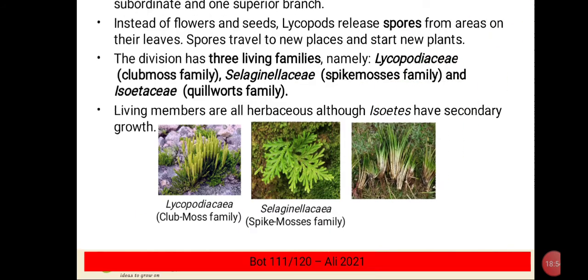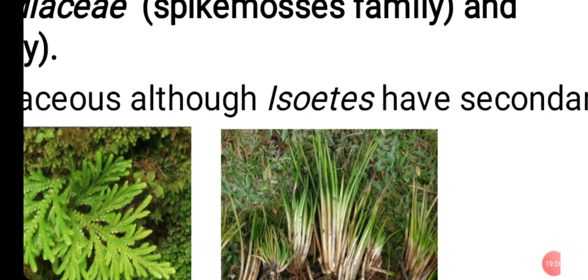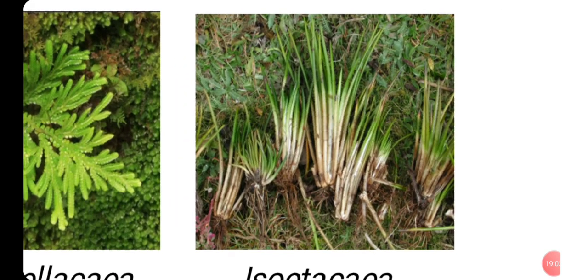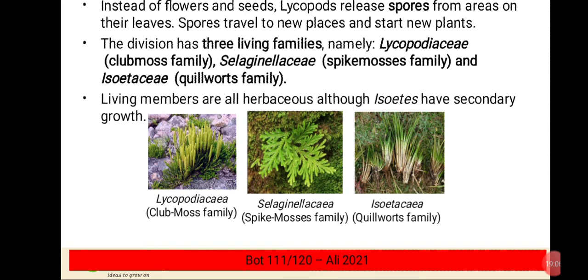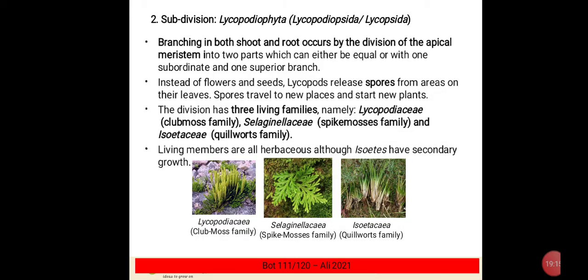The other one here, the third family, Isoetaceae, is composed of the quillworts. Now this is the diagram of a quillwort. All these three, that is the Lycopodiaceae, the Selaginellaceae, and the Isoetaceae, belong to the subdivision Lycopodiophyta. Each one has an example: in Lycopodiaceae we have the clubmoss family, in Selaginellaceae the spike mosses family, and in Isoetaceae the quillwort family.